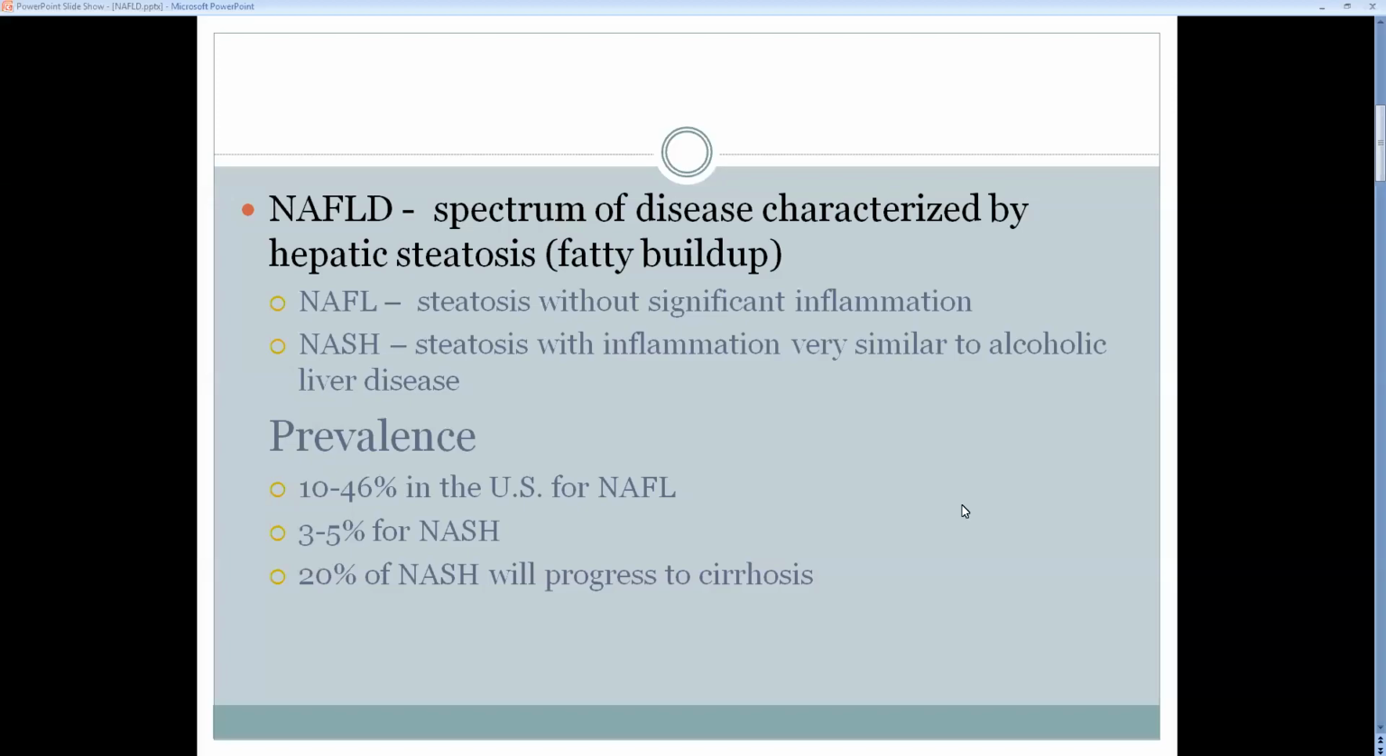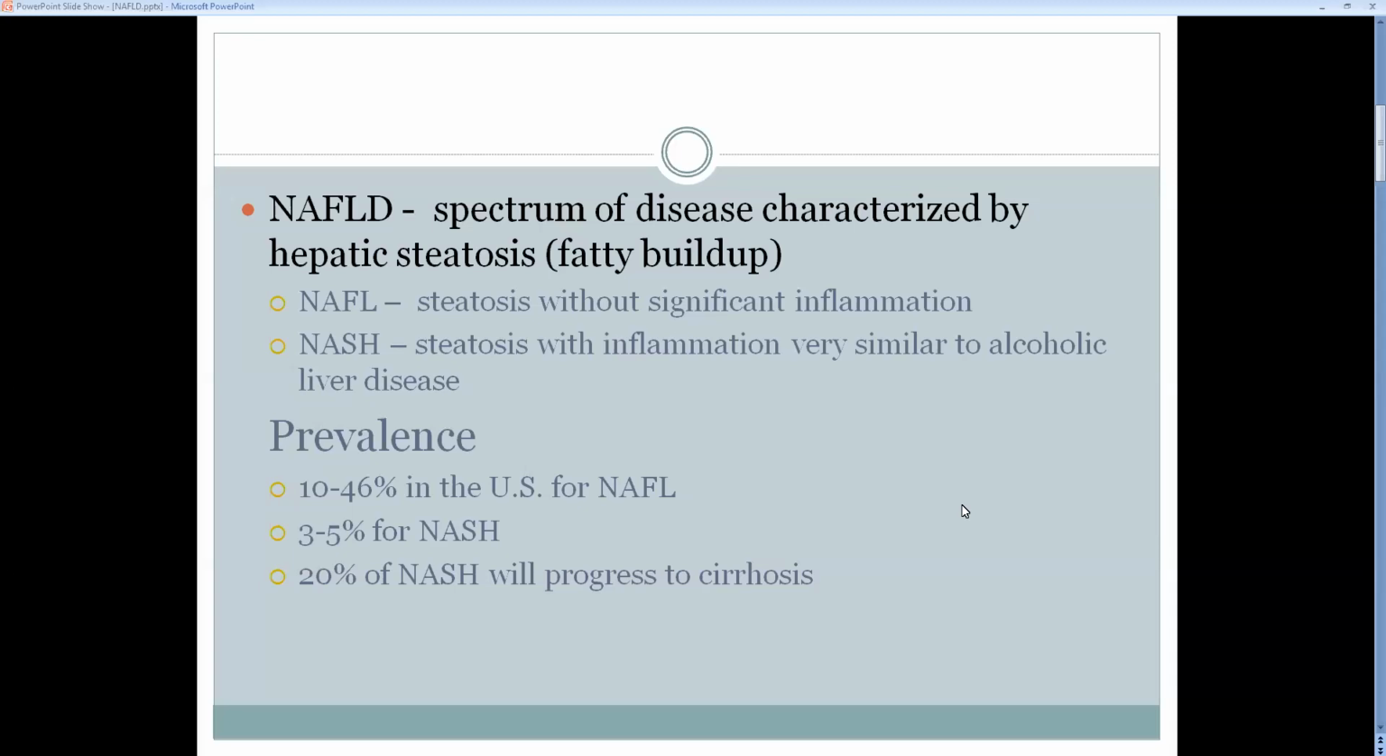And then with continued progression can then lead to cirrhosis of the liver. So if you look at the spectrum of NAFLD, you have fatty liver on the one end, you have NASH on the other end, and then as far as the end organ damage, you have something called NASH-induced cirrhosis.